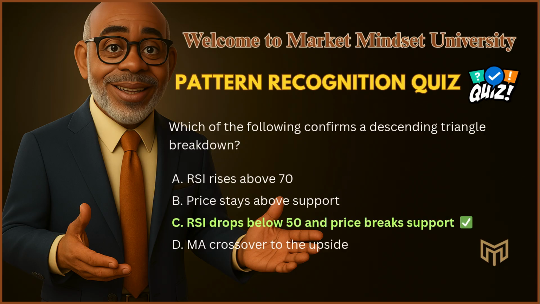The correct answer is C. The RSI drops below 50 and price breaks support. When price breaks below the support level of a descending triangle while RSI falls below 50, traders often interpret this as a bearish breakdown, supported by weakening momentum. This combination may signal increasing selling pressure and possible continuation to the downside.